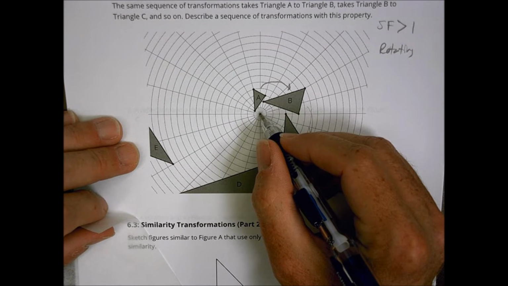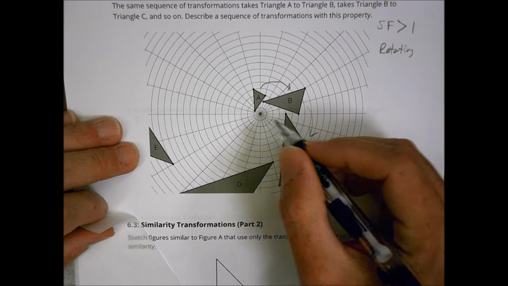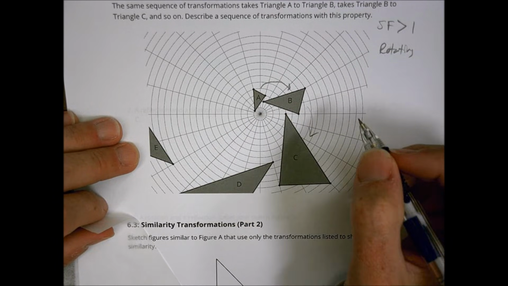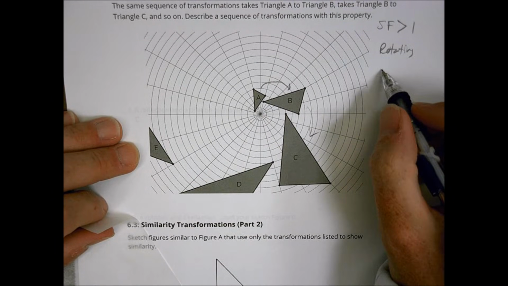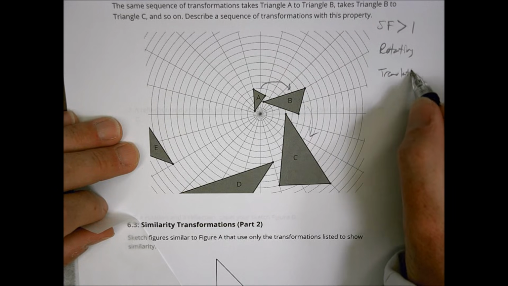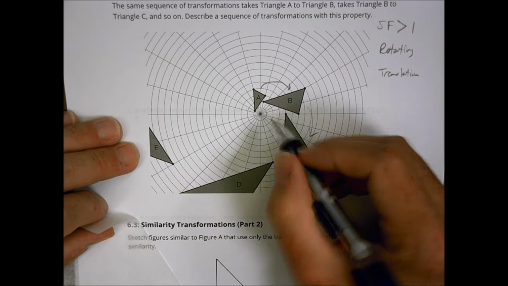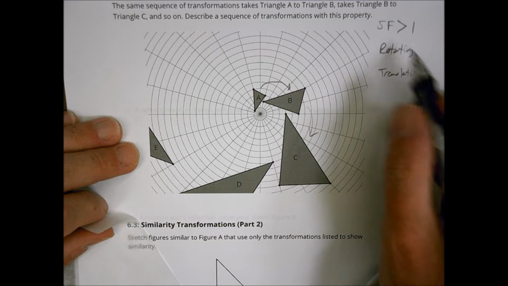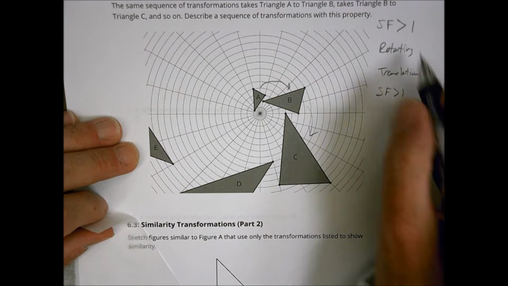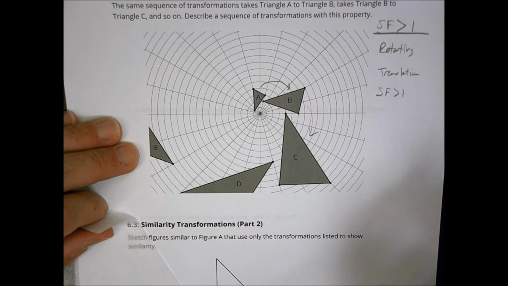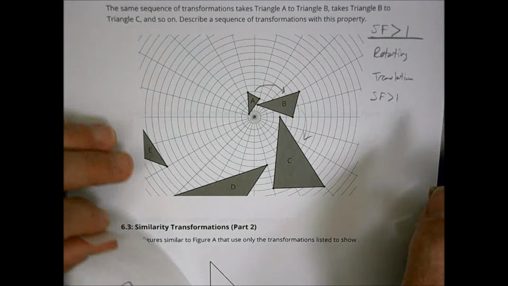We could assume that this is our center point and everything is rotating around it. But we also can tell that it's moving out, so there seems to be some sort of translation happening as well to make it move away from the center point. Which means I'm going to have a rotation, a translation, and ultimately a scale factor of some sort greater than 1. Okay, so those are my 3 things I'm looking for as I look at this triangle.